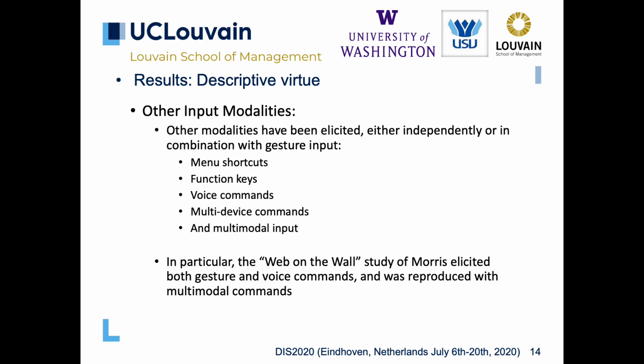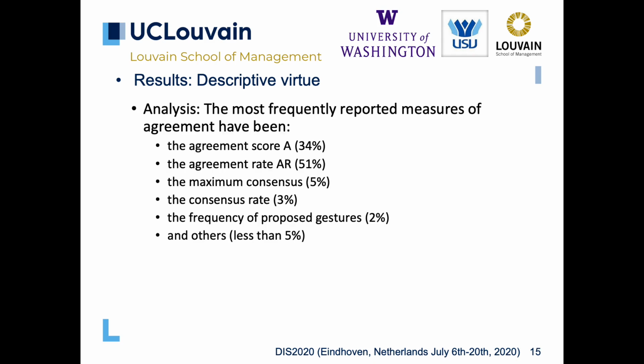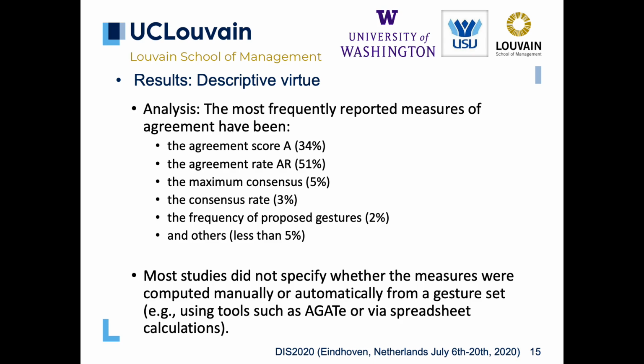Other modalities have been elicited, either independently or in combination with gesture input, such as menu shortcuts, function keys, voice commands, multi-device commands, and multimodal input. The most frequently reported measures of agreement have been the agreement score with 34%, the agreement rate with 51%, and the maximum consensus with 5%. Most studies did not specify whether the measures were computed manually or automatically.